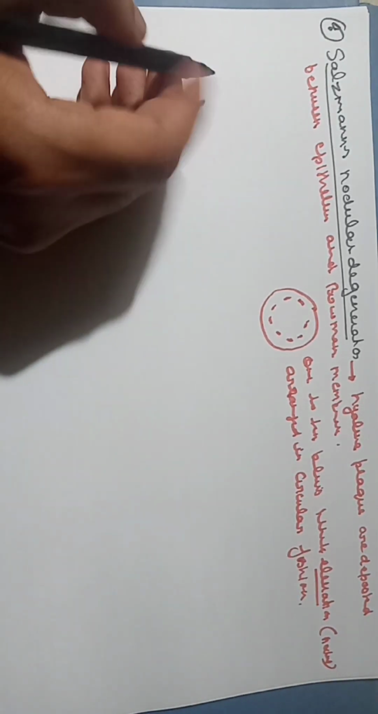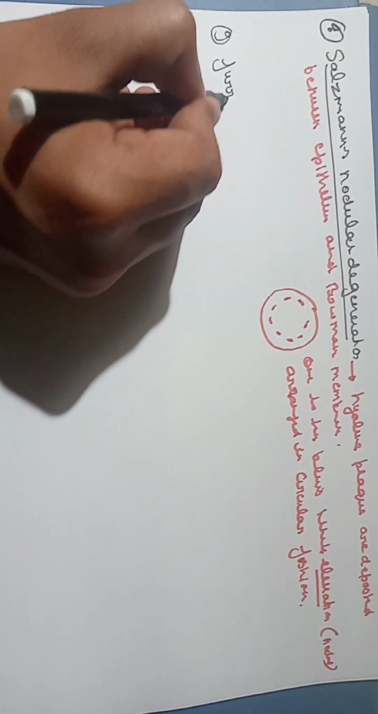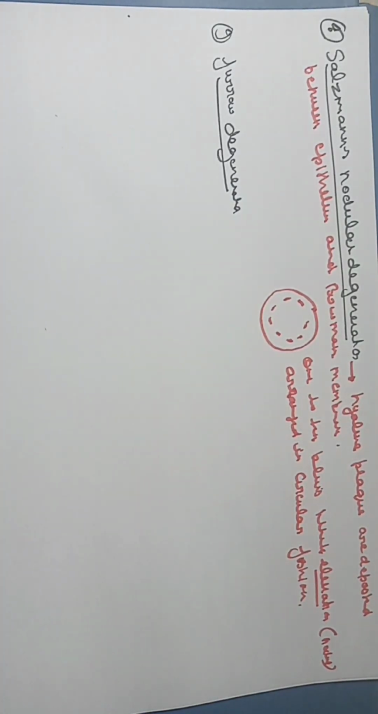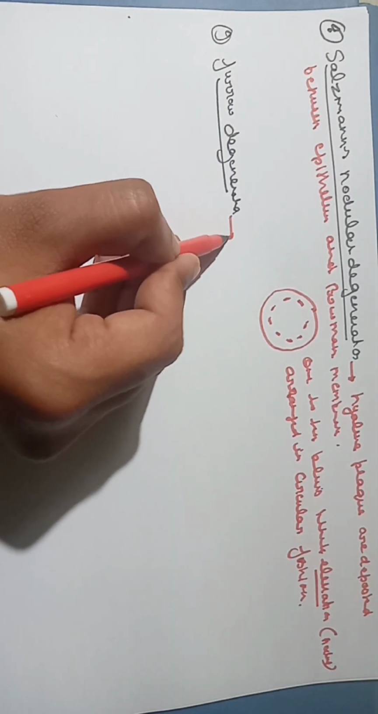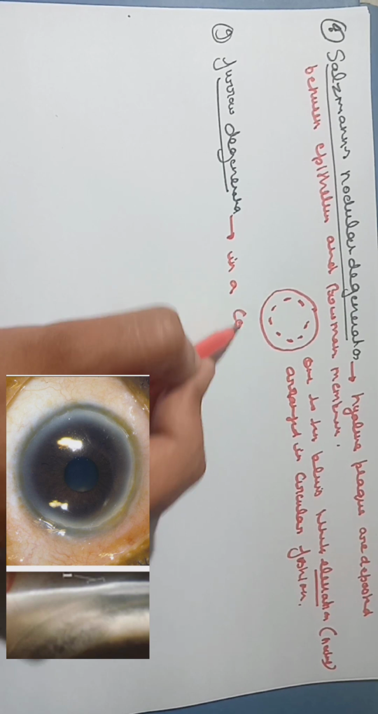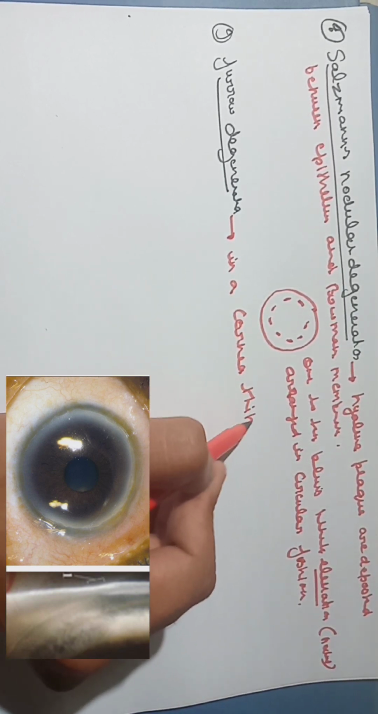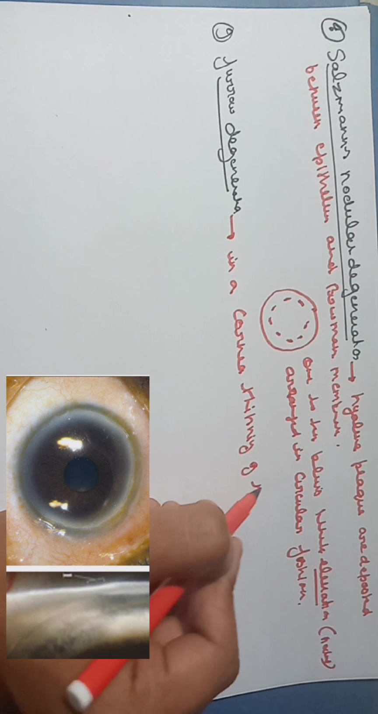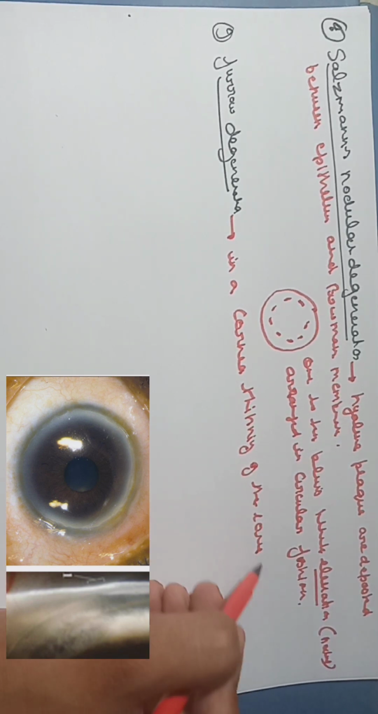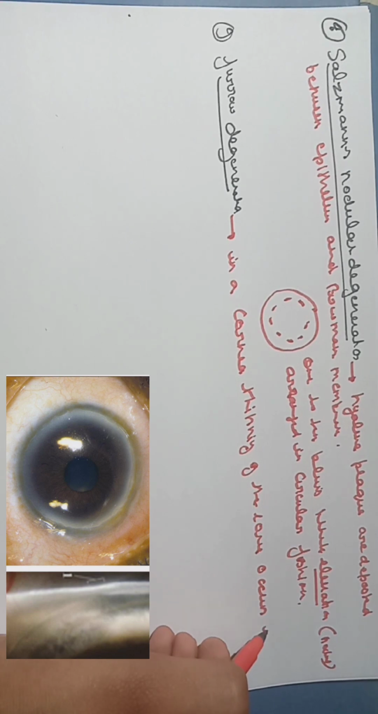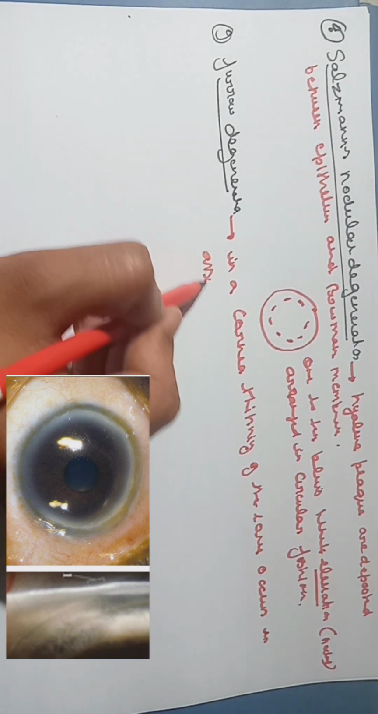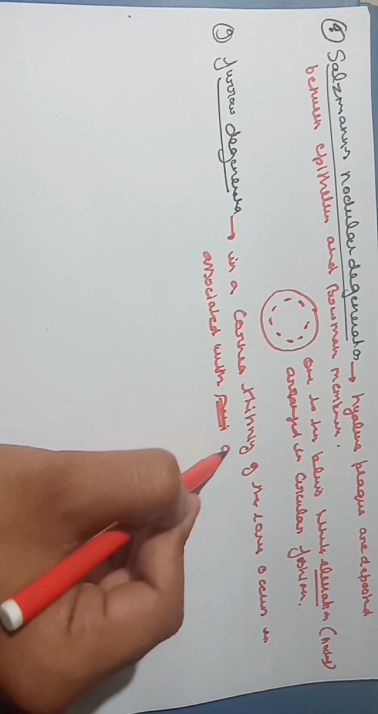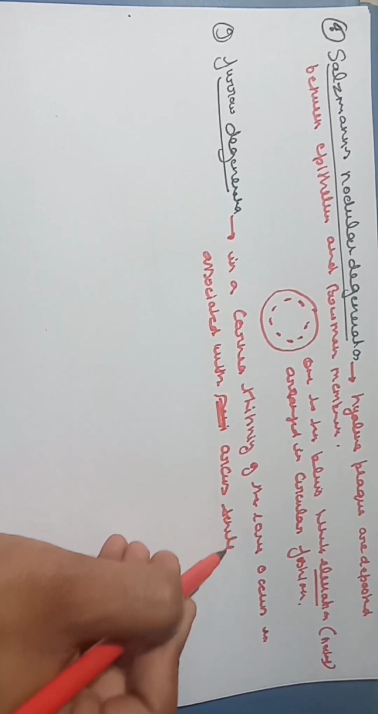Our ninth is Furrow degeneration. Furrow degeneration is the thinning of the peripheral cornea associated with arcus senilis.